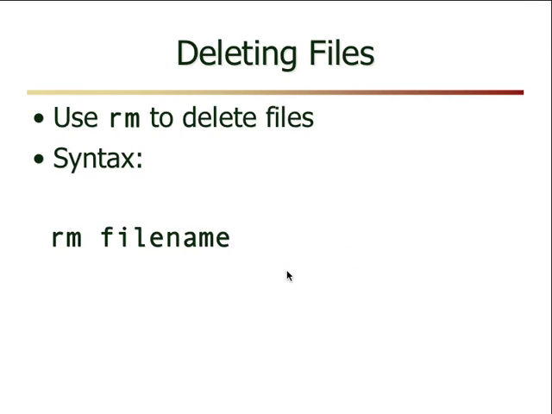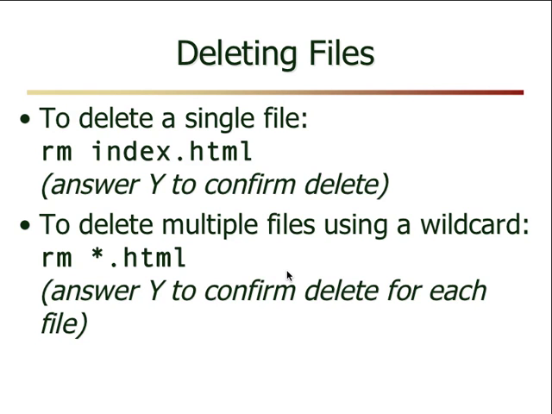Deleting files. rm to remove. There's no del. So syntax rm, name of the file. So to delete a single file, this is where it becomes interesting. We can say rm space index.html. And then we have this answer yes to confirm delete. Not all systems are going to do that. But some systems by default, depending upon how you've got this parameter set in your shell, will say confirm delete. And then you can turn confirm delete on and off in terms of your settings for your parameters, or your shell script essentially, your startup script.